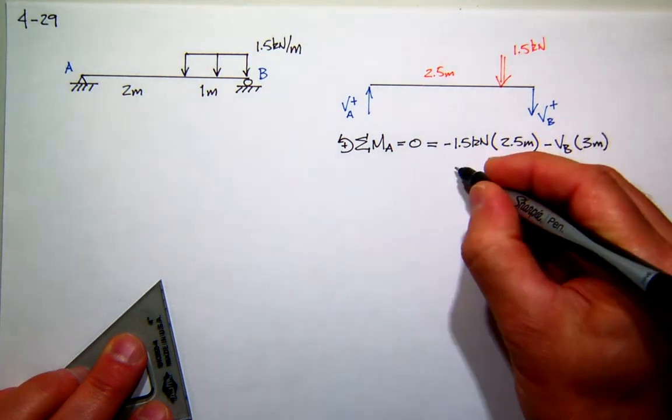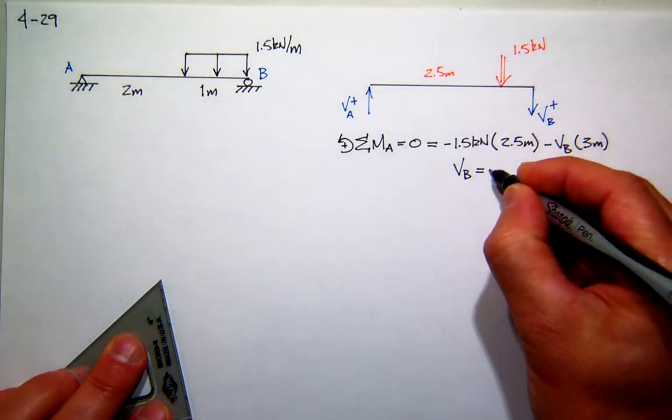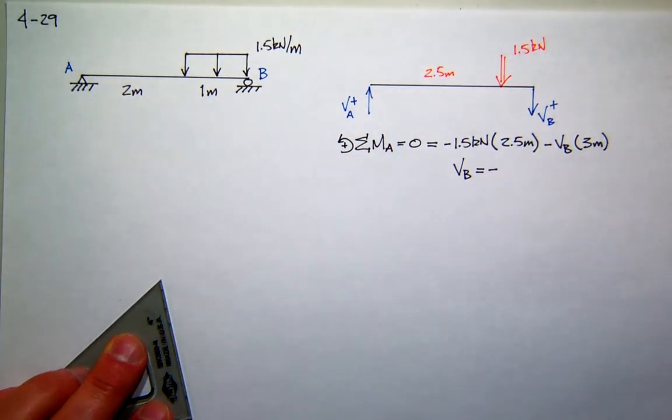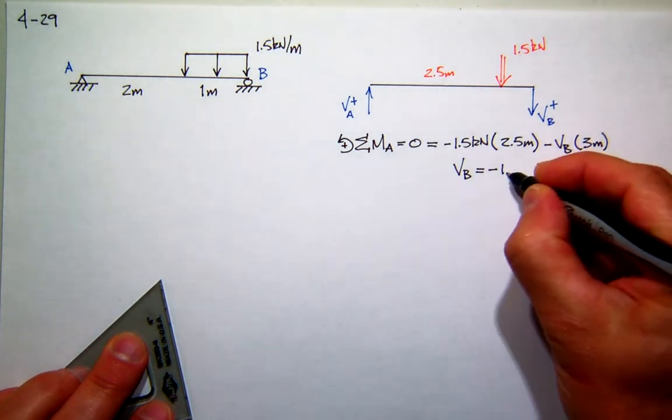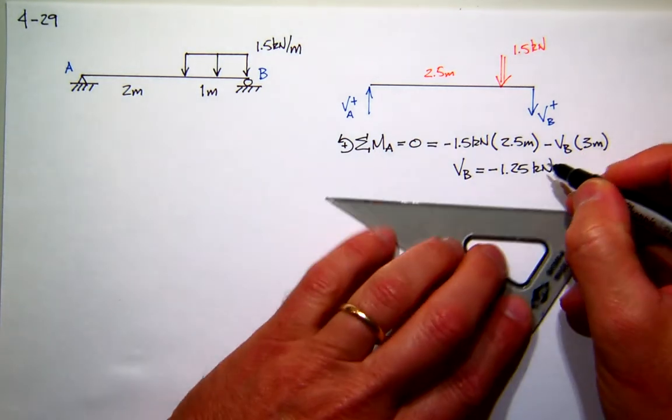You guys probably have to help me out. What's the shear at B? Looks like it's going to be negative 1.25. 1.25? Is that what it is? Yes. So that's 1.25 kilonewtons.